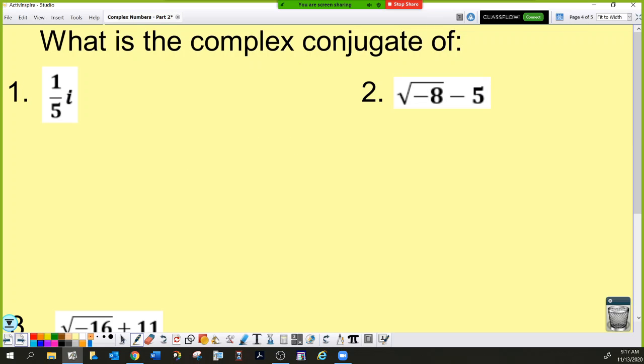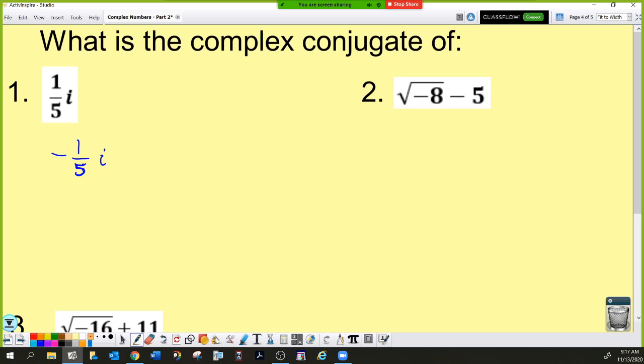So in this slide, I'm just asking, what are the complex conjugates? Well, the complex conjugate of 1/5 i, that's positive, right? Its complex conjugate is negative 1/5 i, because only the sign on the imaginary part changes. Ta-da. Okay. Now this next one doesn't have an i, does it?